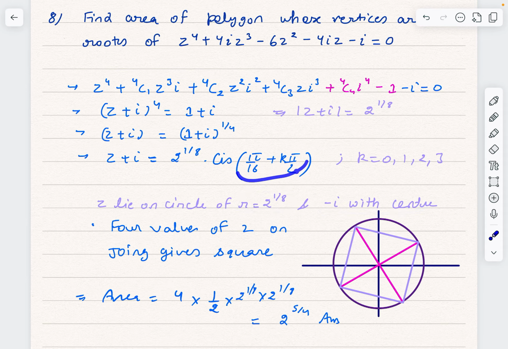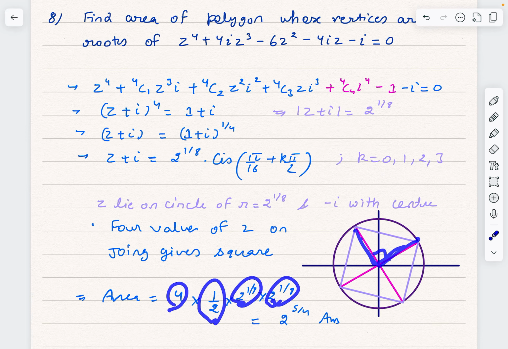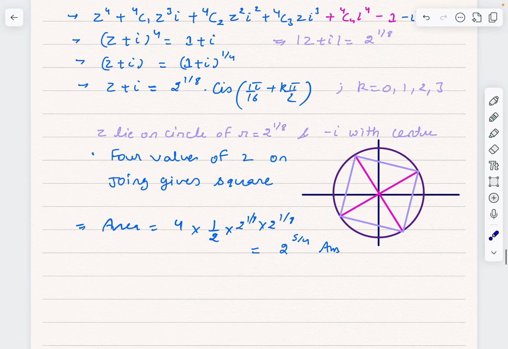And when you see all those 4 points, they'll make a square, because the difference between the arguments, with center minus iota, will be pi by 2. So they will make a square, and the circumradius of the square is r, 2 power 1 by 8. So to find the area of this square, you can find the area of this triangle and multiply with 4. So 4 times half into base into height, both will be radius. So answer will come out to be 2 power 5 by 4. I hope it is clear, guys. Next.